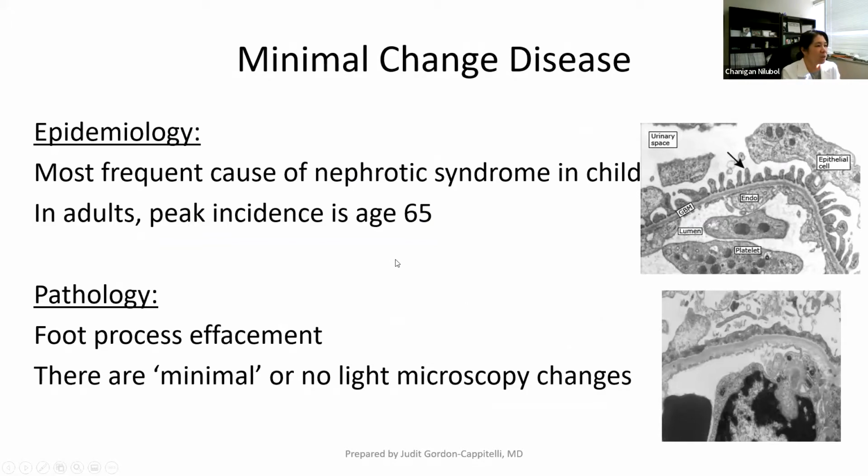Epidemiology: it is the most frequent nephrotic syndrome in children. In adults, the distribution is bimodal, and the adult peak incidence is older, around 65. So it's a disease we see quite commonly as nephrotic syndrome in children or older patients.